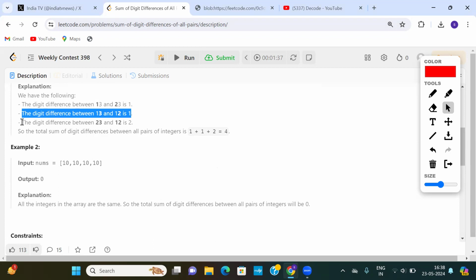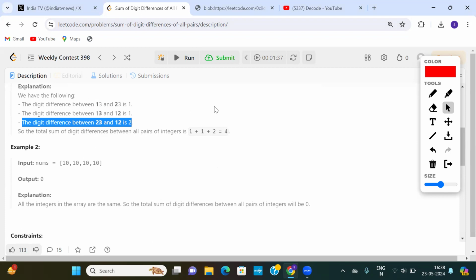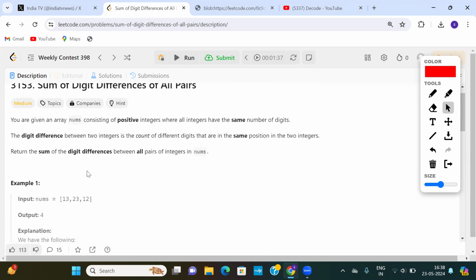Look at 23 and 12. At both the positions, the first position as well as the second position, the numbers are different. Here it is 2, here it is 1. And in a similar way, here it is 3 and here it is 2. So the digit difference will become 1 plus 1, which comes out to be 2. So I hope the digit difference definition is clear to you all. The digit difference between two integers is the count of different digits that are in the same position in the two integers. So we will calculate the digit difference for all the integers and we have to return its sum.